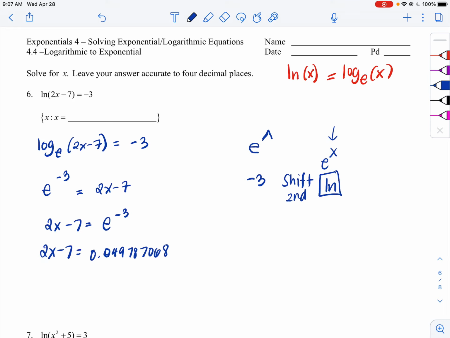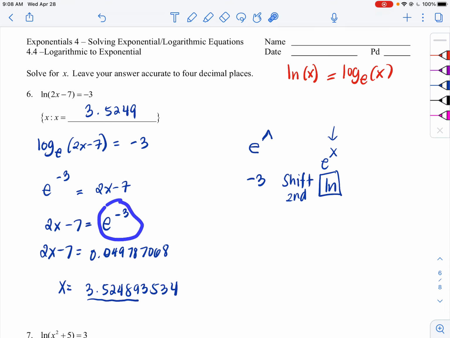Okay? And then what you're going to do is add 7 on both sides. So 0.049787068 plus 7. And since I already have all the numbers written in there, after I add 7 on my calculator, I'm going to divide that answer by 2. And hopefully you'll get this answer. And I just need the first 4 decimal places. So that's 3.5249.